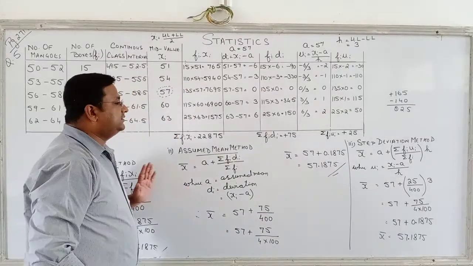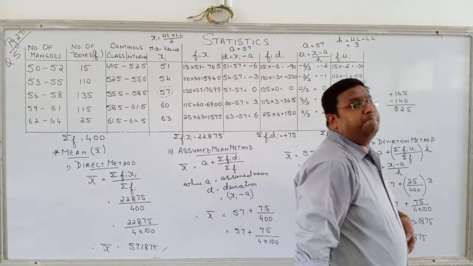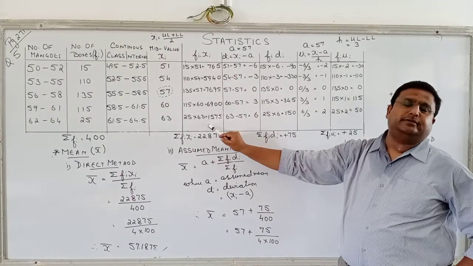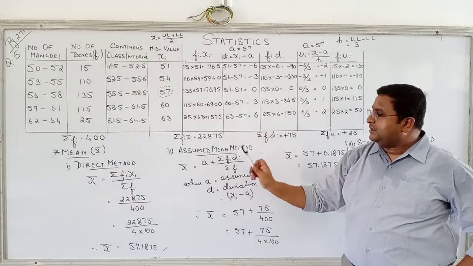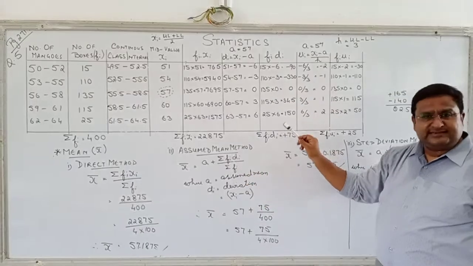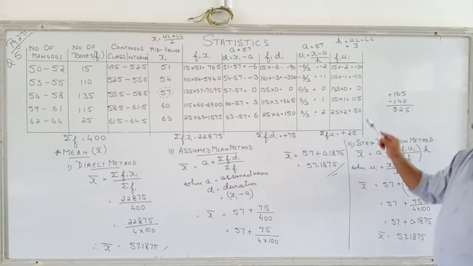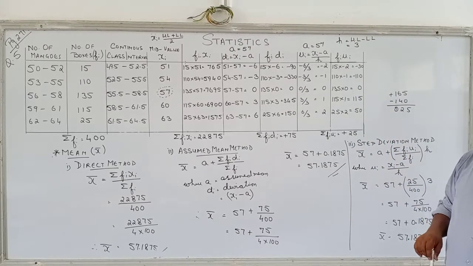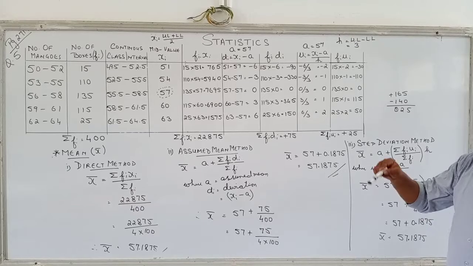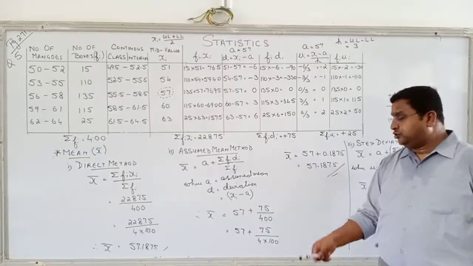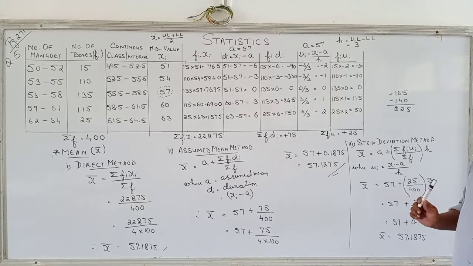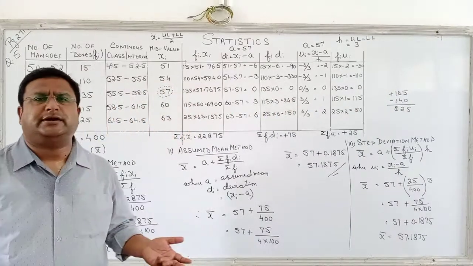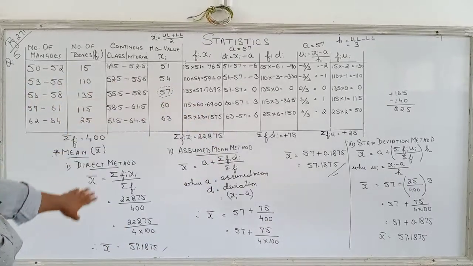Clear? These are the three methods of calculating mean. Direct method you saw, slightly complicated calculation. Assumed mean, slightly easier, and step deviation, extremely easy calculation. In your board exam, they can directly ask you to calculate the mean using step deviation method. So you have to use this method. You cannot use any other. If they simply say calculate mean, you can apply any method you want. I hope everything is clear.